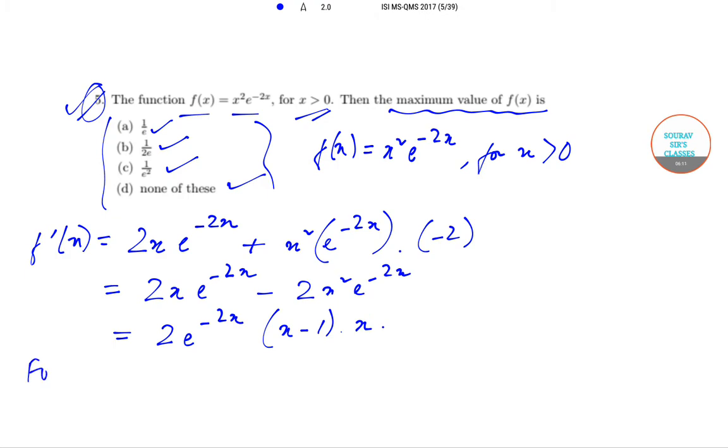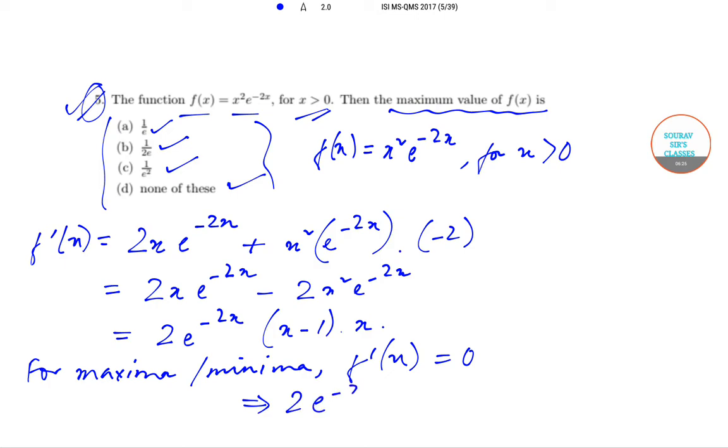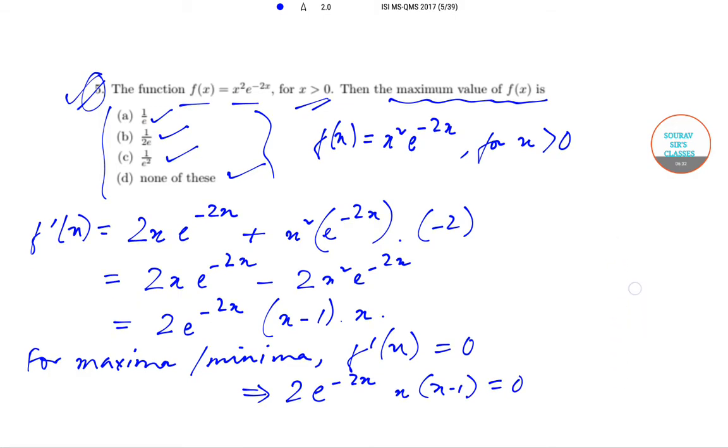So for maxima or minima, f dash x is equal to 0. Now that implies that 2 into e to the power minus twice x into x minus 1 is equal to 0.